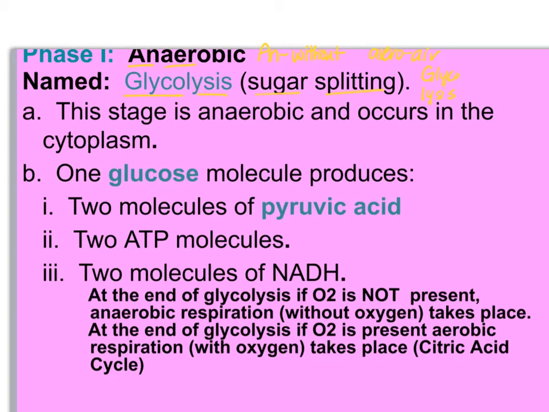So this is anaerobic. So oxygen is not needed yet at this point. And this is going to happen in the cytoplasm. So not all of cellular respiration happens in the mitochondria. Okay, so it starts in the cytoplasm. So if we're talking about one glucose molecule, when that one glucose molecule is split during glycolysis, the first phase of cellular respiration, then you will get 2 pyruvic acid. You may also see this called pyruvates.